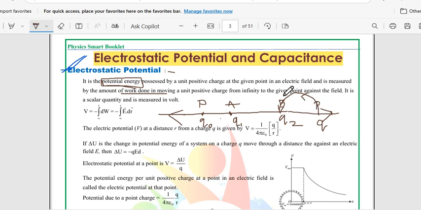See, electric potential at a point in an electric field is defined as the amount of work done, denoted by W. Am I right or not? The work done in bringing a unit positive charge from infinity to that point against the electric field. Such a work done is called the electrostatic potential, denoted as V. It is a scalar quantity.